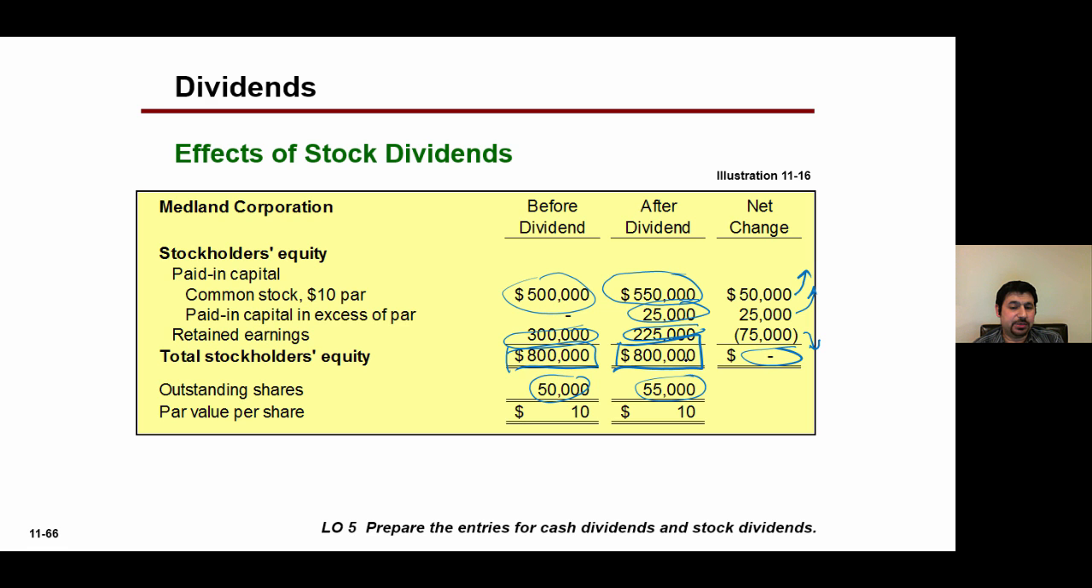Total stockholders' equity will not be affected because it was basically a transfer from retained earnings into paid-in capital. And like we mentioned before, this is what we mean by permanently reinvested, because the company has taken that from retained earnings and put it in the paid-in capital section.